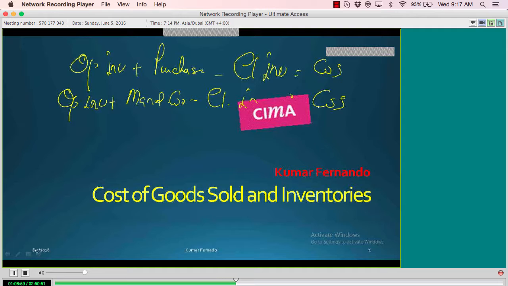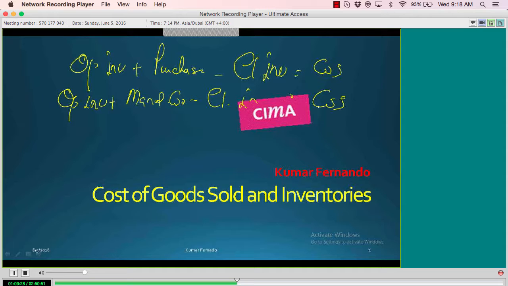manufacturing organization is opening inventory plus manufactured cost minus closing inventory of finished goods is your cost of sale. So remember these two. That is how we get the cost of sale. This is a key figure because we compare our revenue with the cost of sale. For every item that you have sold, we must have a cost. Now remember, that is what we call the matching concept. Every item that we have sold, we must have a cost.